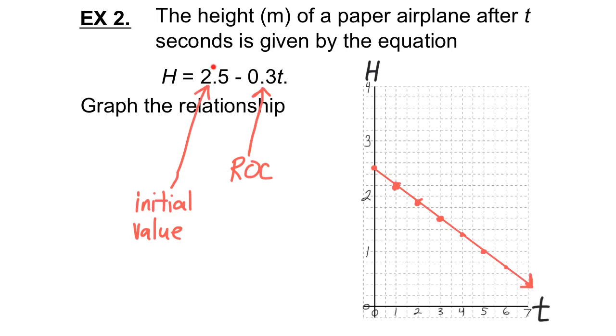I found my initial value, that's my constant, and my rate of change is the coefficient in front of my variable. So in this case, I'm starting at 2.5, and I'm decreasing by 0.3 every time I increase t by 1. So if I increase t by 1, I go down 0.3 units. And I just continue the pattern until I have enough points that I can draw a nice line through them, and I end by putting an arrow to indicate that this line will keep going.